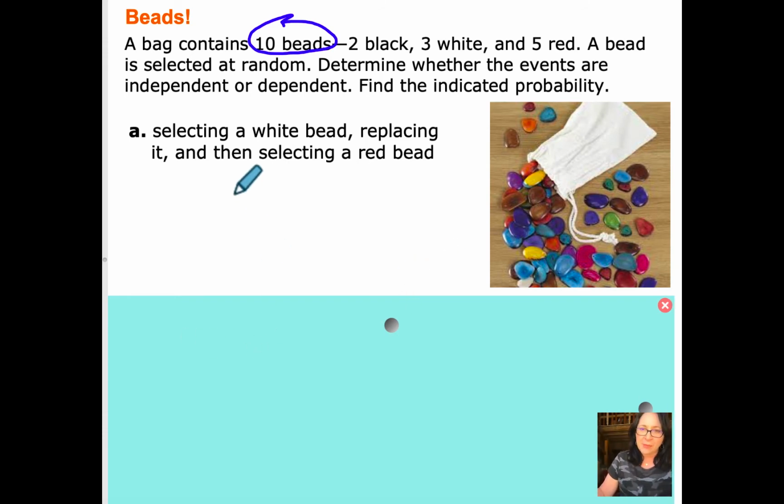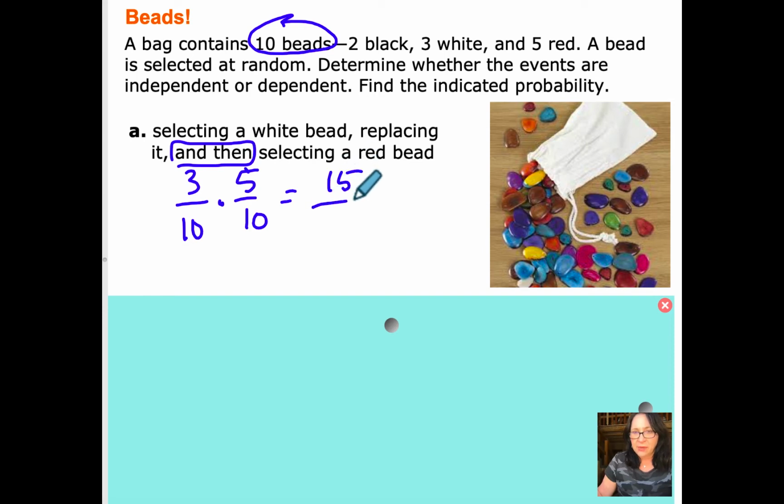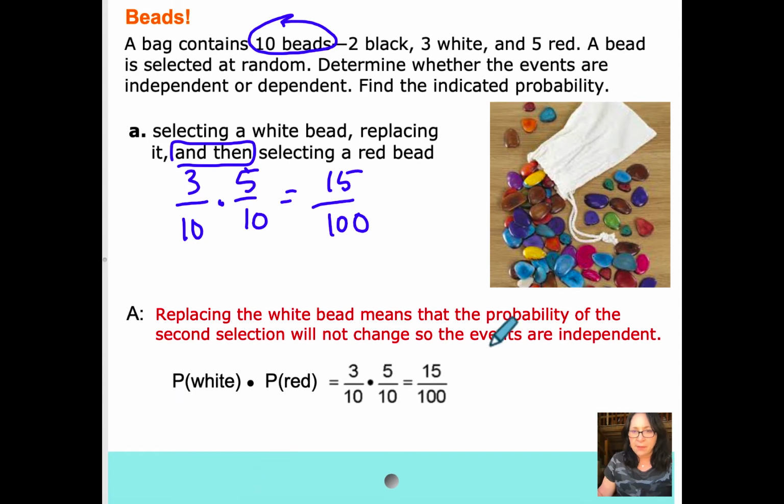Selecting a white bead. I've got 3 white beads. So selecting a white bead, that's 3 out of 10. And then, that means times. So and then selecting a red bead. A red bead is 5 out of 10. So this makes 15 out of 100, and you guys can reduce that.